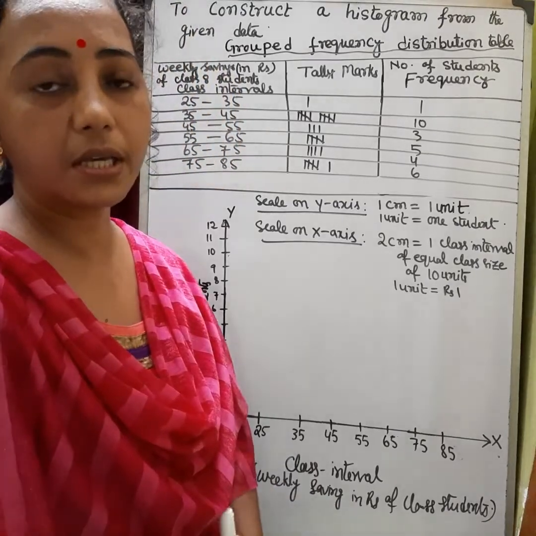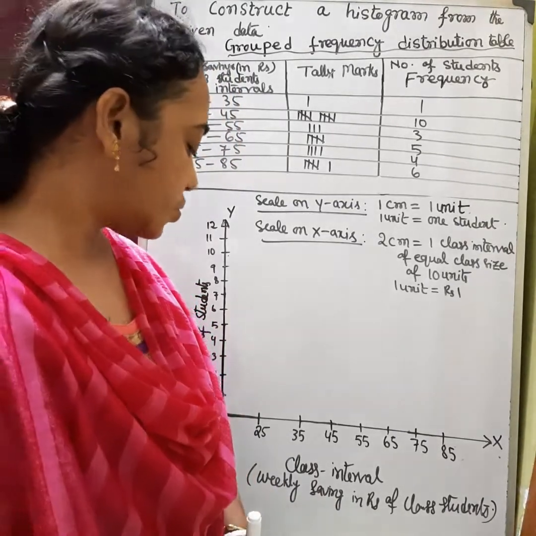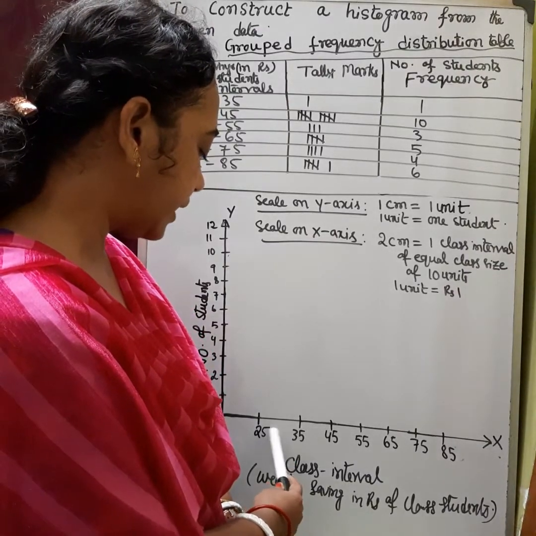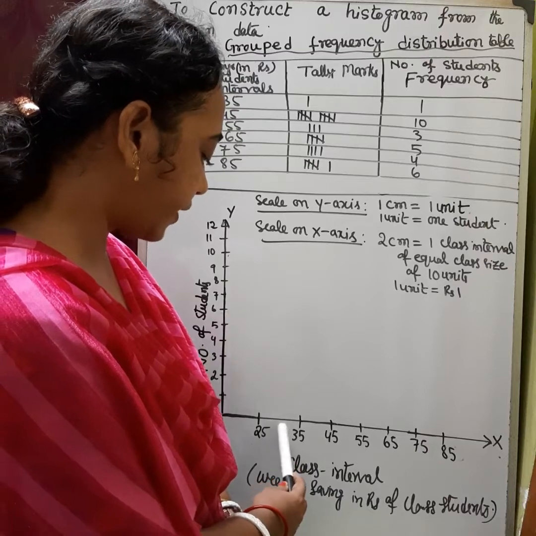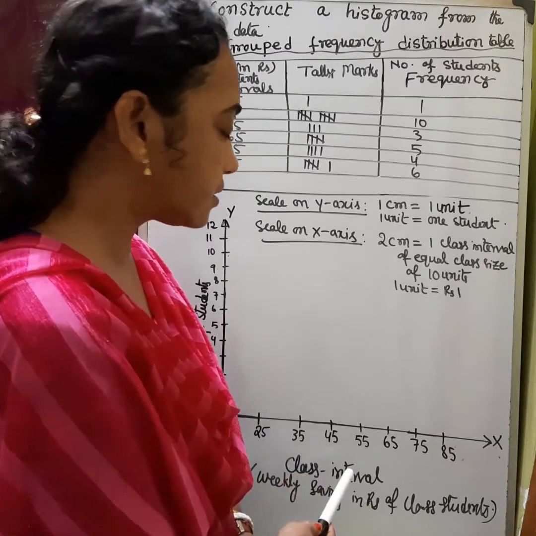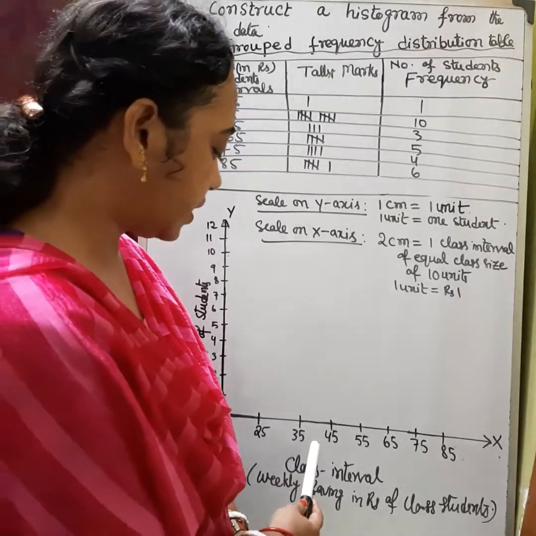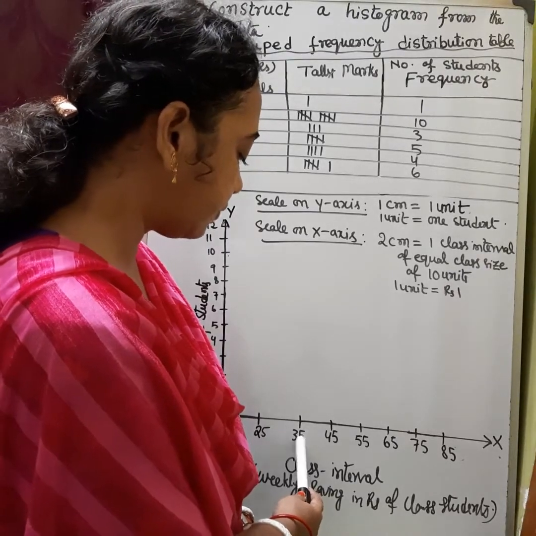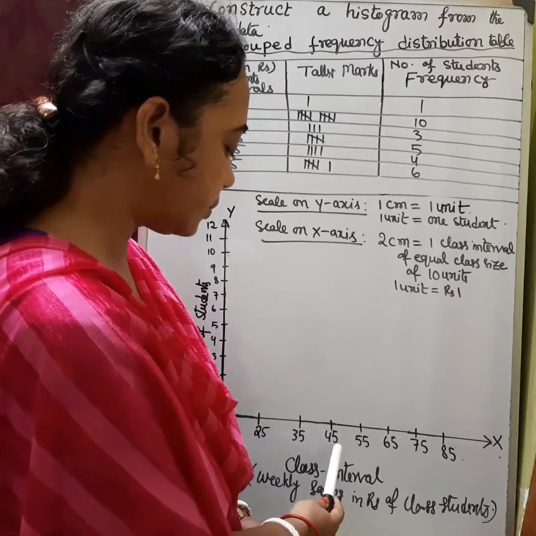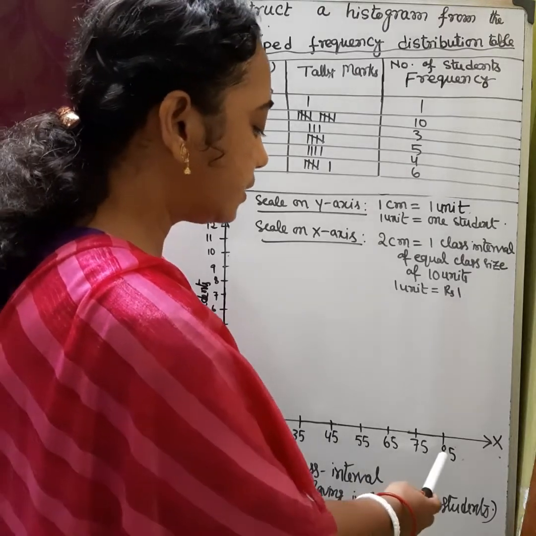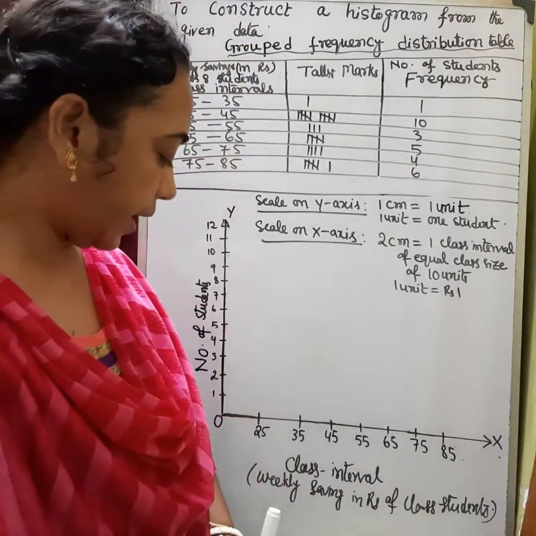So their difference is rupees 10. If we consider the 2 centimeter length as equal to 1 class interval, that is from 25 to 35. Similarly, the next 2 centimeter length we consider as the next class interval, that is 35 to 45. The next 2 centimeter length is the next class interval, that is 45 to 55. In this way we can show up to 85.